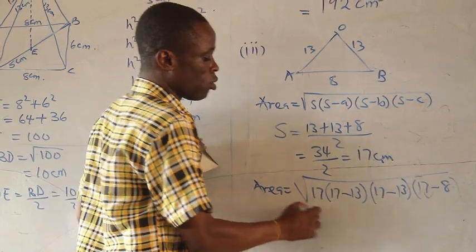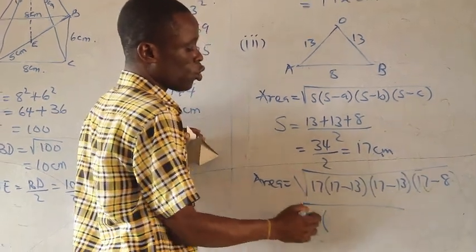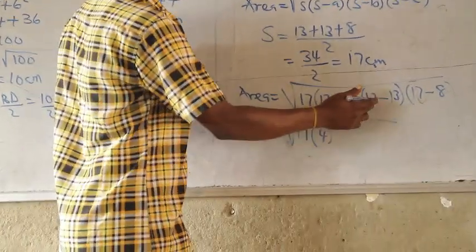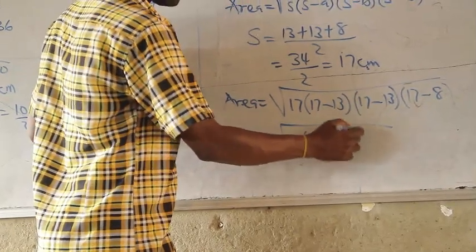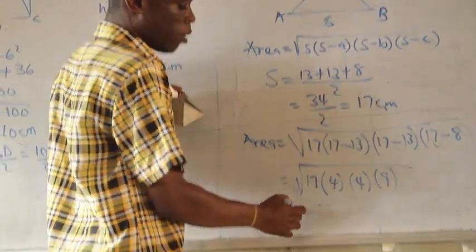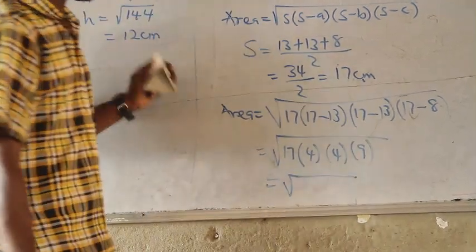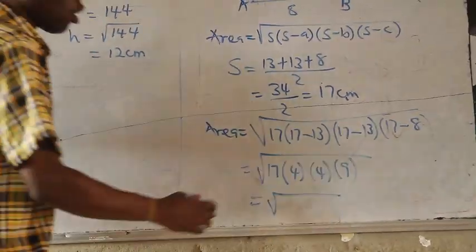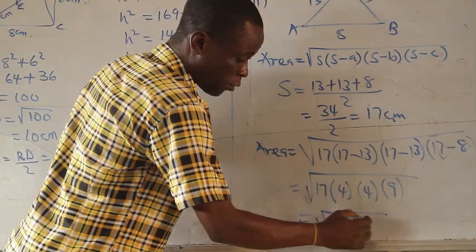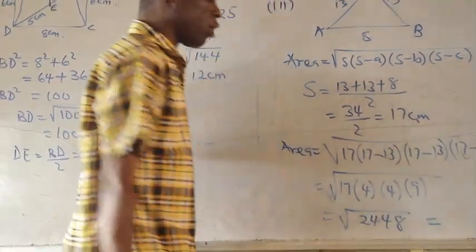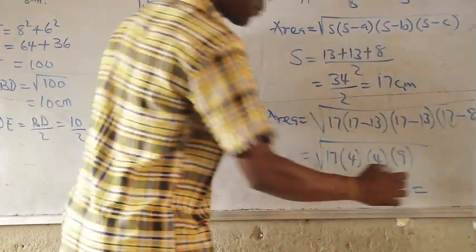Then we have square root of 17 into 4 into 4, and 17 minus 8 is also, the last one is what? 9. Please let me multiply everything together. 17 times 4 times 4 times 9. And what is the square root of that? 49.46.